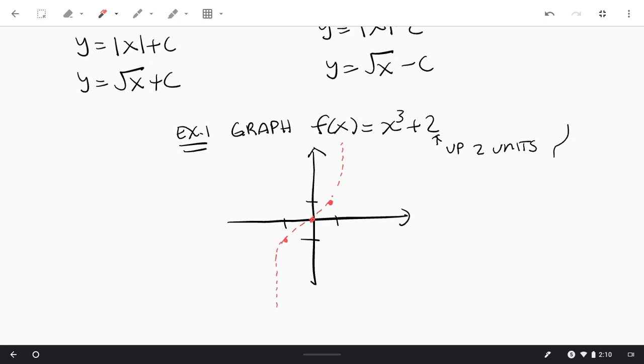If I want to graph x cubed plus 2, I need to take this exact graph and shift it 2 units upwards. You can just take those 3 basic points that are here and shift them 2 units up. I'm going to start with this far left point, and shift it 2 units up: 1, 2. So now it's over here.